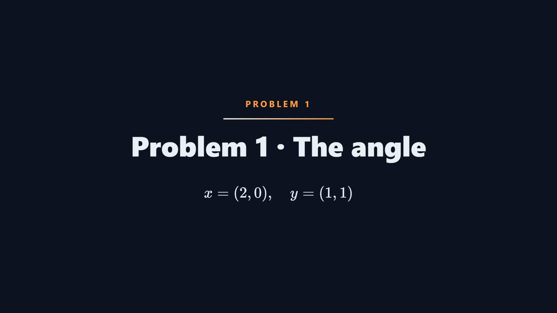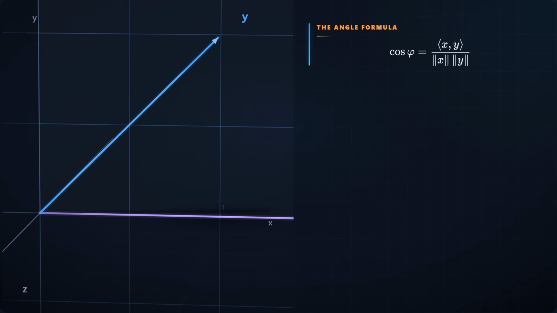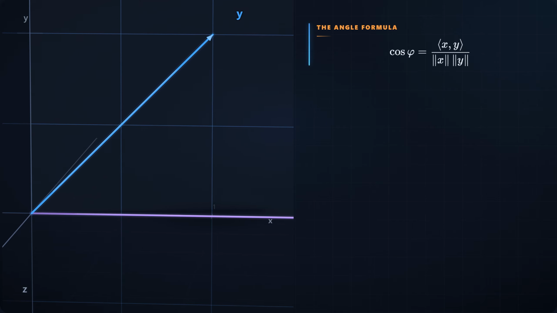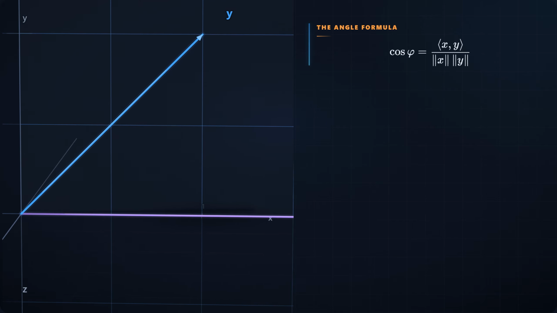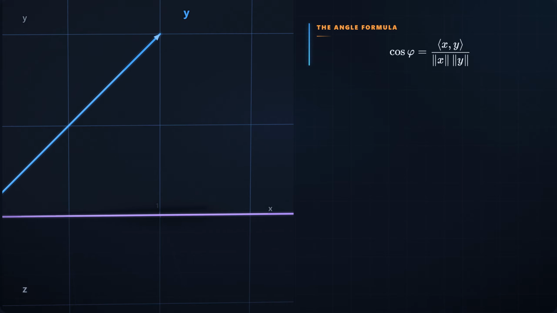Problem 1. The most basic geometry question. Find the angle between two vectors. Pause and try. The angle always comes from the same formula. The cosine of phi is the scalar product over the product of the two lengths. That formula is well defined precisely because Cauchy-Schwarz guarantees the fraction stays between -1 and 1.